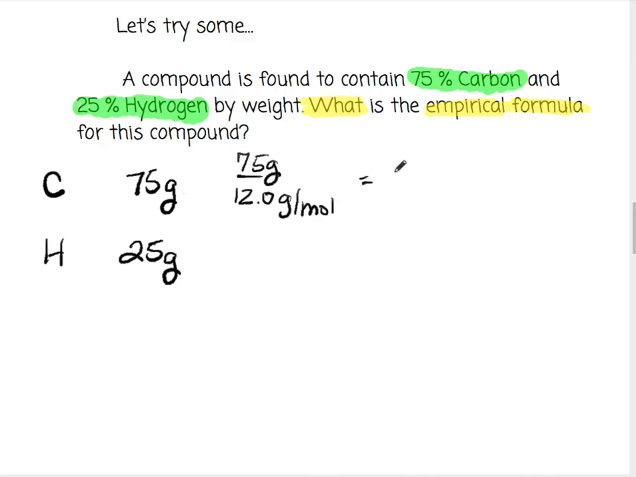And we're going to end up with 6.25 moles. M-O-L. There you go. Alright, now let's do the same thing for hydrogen. We're going to take 25 grams. We're going to divide it by the atomic mass of hydrogen, which is 1.0 grams per mole. I got that again from my periodic table.